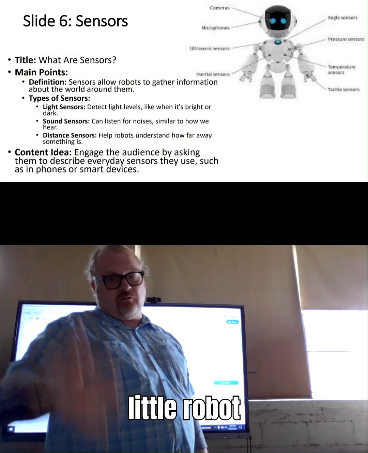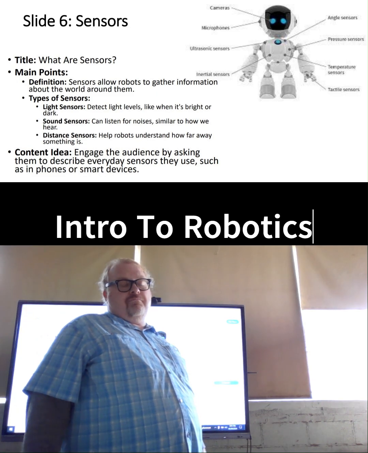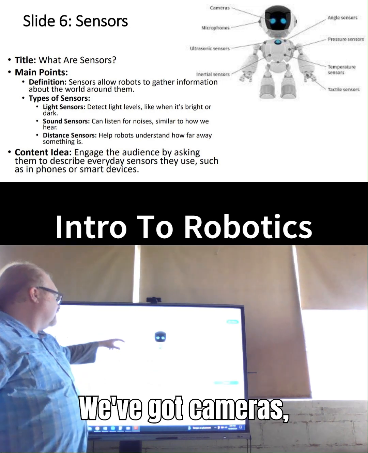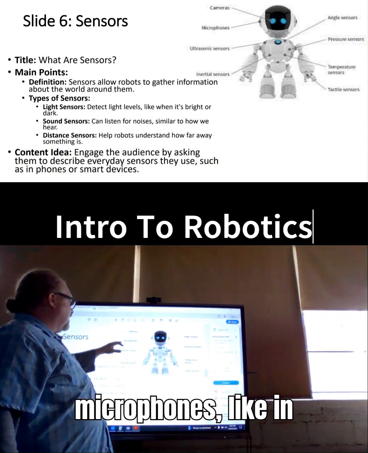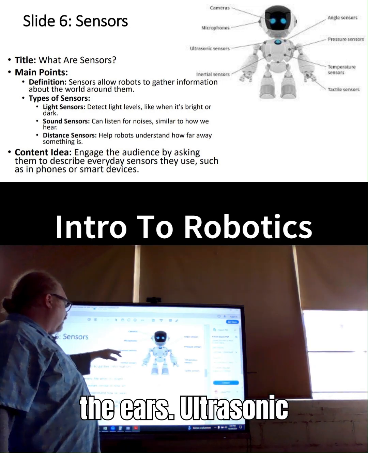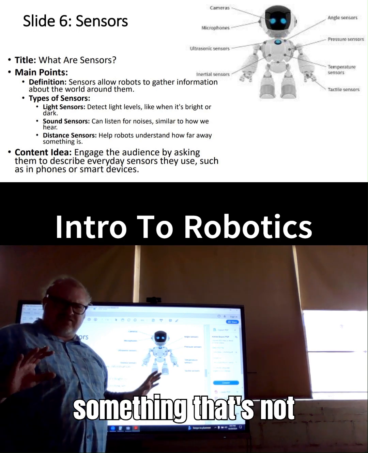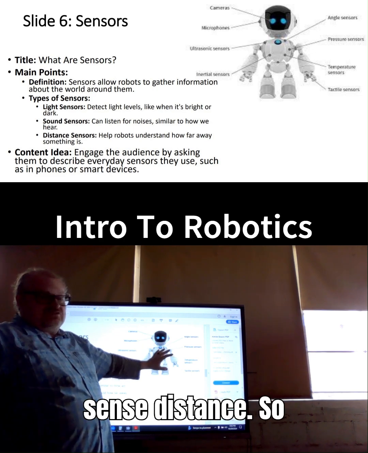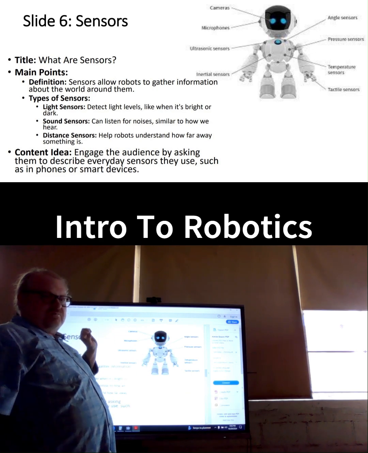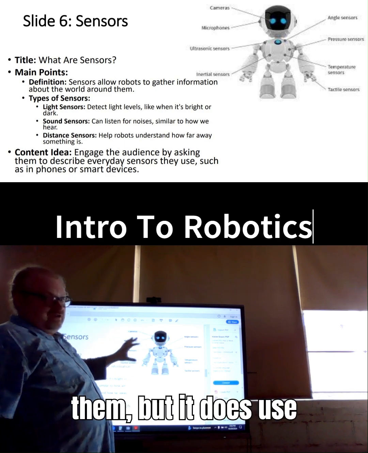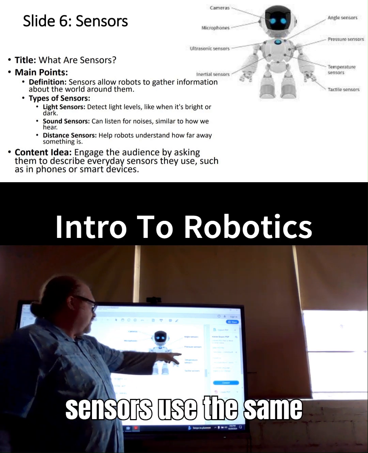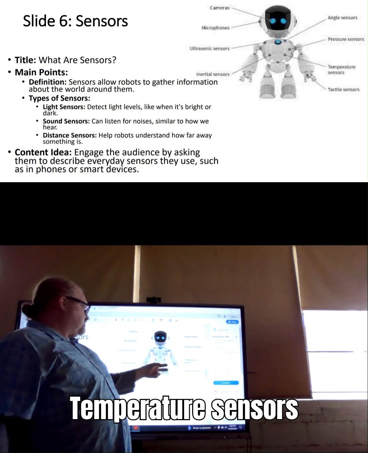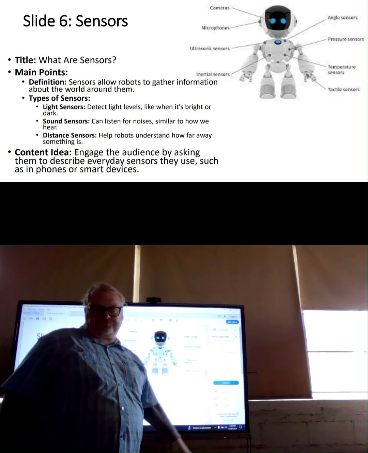Okay, the sensors. I got a little robot illustration here on the right-hand side. We've got cameras, like in the eyes. We've got microphones, like in the ears. Ultrasonic sensors. These are something that's not quite an analogy to humans, but those things are able to sense distance. So they're ultrasonic, so you can't hear them, but it does use sound waves. Pressure sensors use the same kind of technology. Angle sensors are gyroscopes. Temperature sensors and touch sensors.